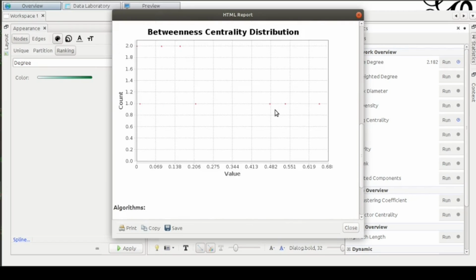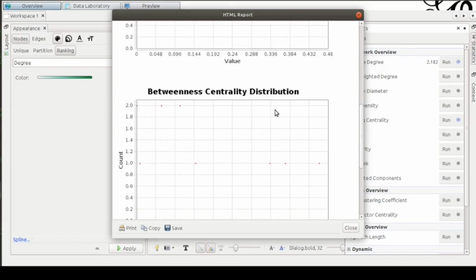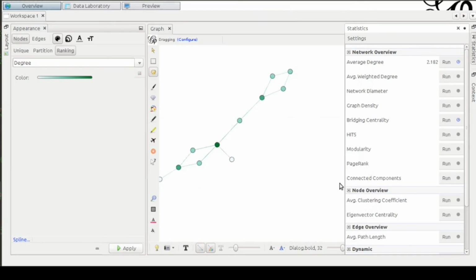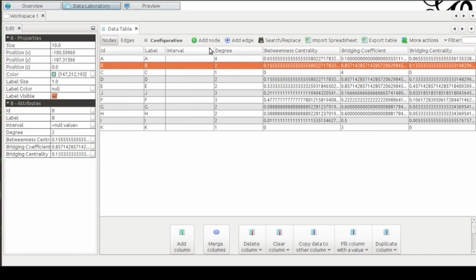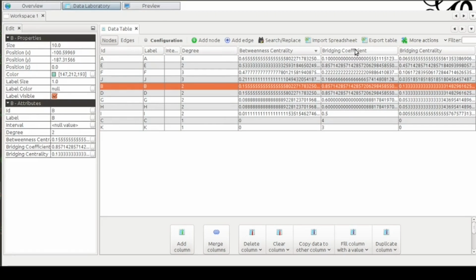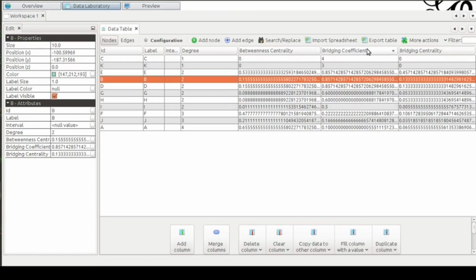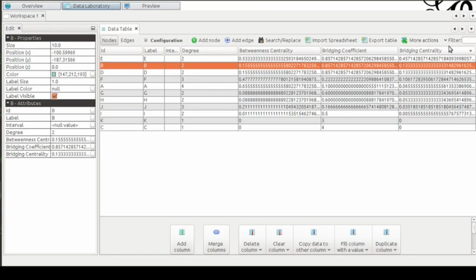However, as I told you before, this is an elementary graph, so the computation time was speedy. Now, in the data laboratory, we have more data associated with each node. We have the betweenness centrality, and now we can sort the data according to each attribute. The bridging centrality is the main focus of our analysis right now.